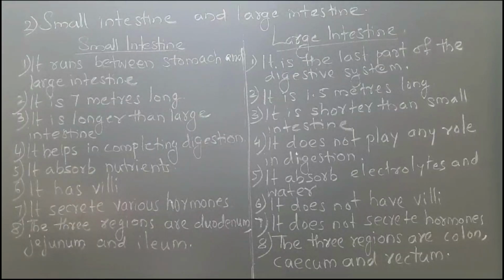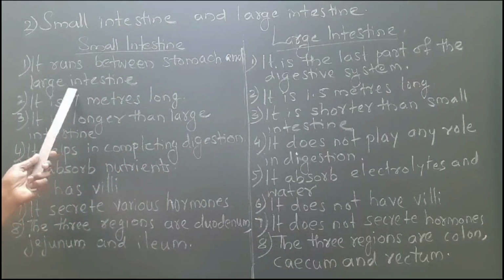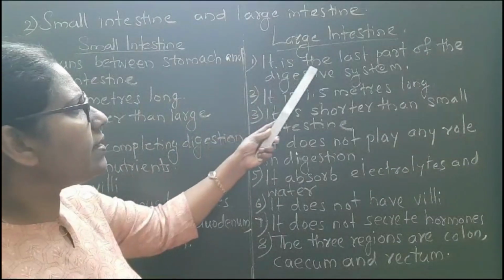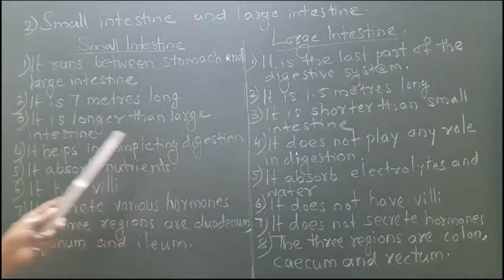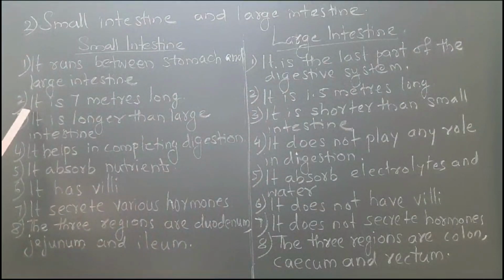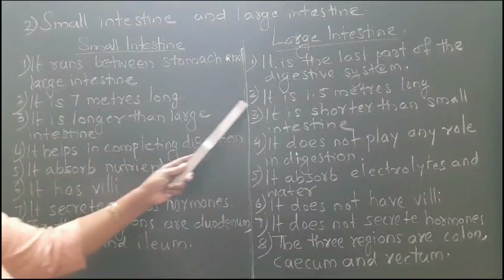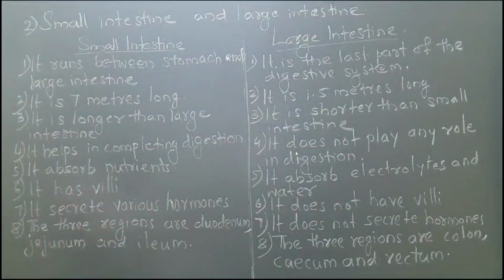Question number 2. Difference between small intestine and large intestine. In your notebook, you divide your page into 2 parts, and on one side you write small intestine and on the other side large intestine. And then you write points. Number 1. First point says, small intestine runs between stomach and large intestine. Large intestine is the last part of the digestive system. Second point says, small intestine is 7 meters long. Large intestine is 1.5 meters long.